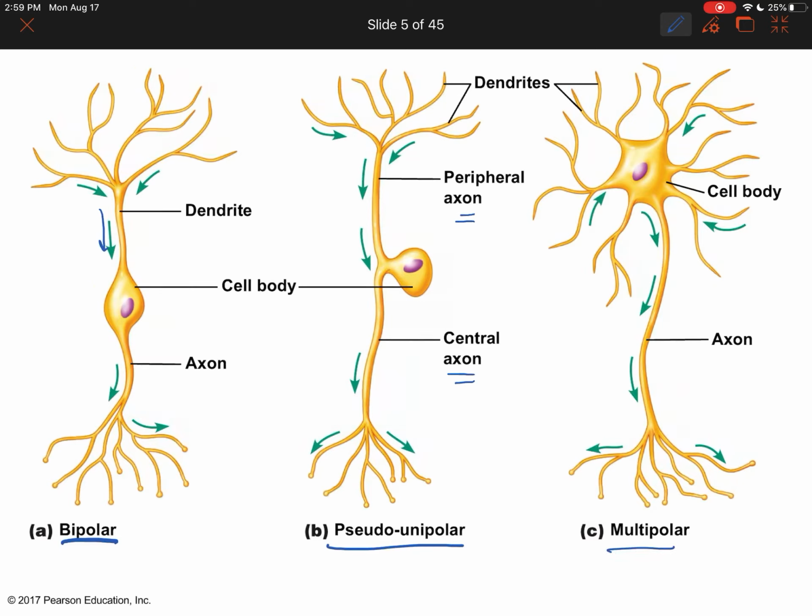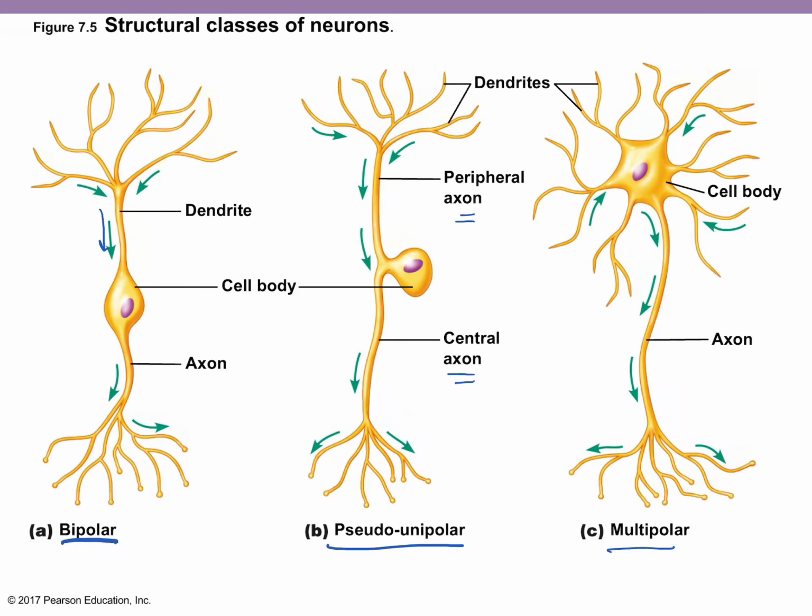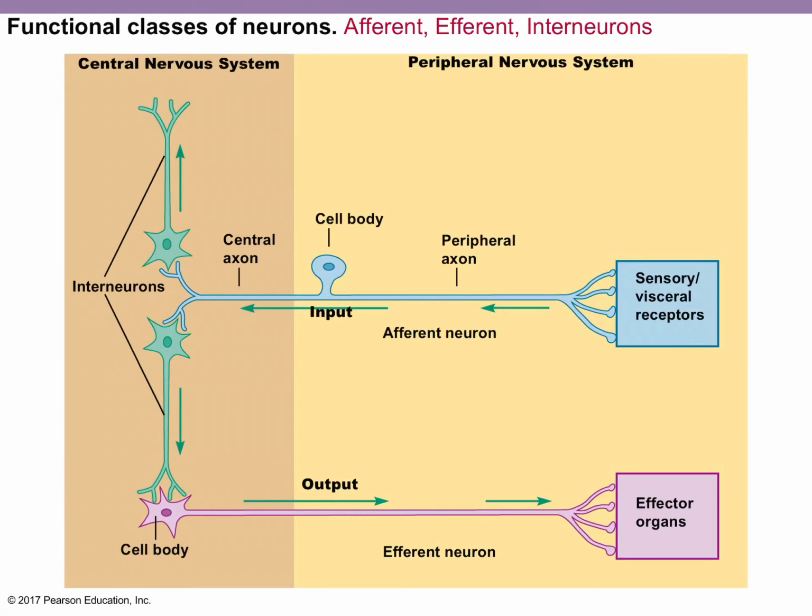And our multipolar neuron is going to be highly branched in the dendrites on the soma, and have one very long axon leading away from it. Those are just the structural classifications of your neurons. Neurons functionally have different functions to them. So this should also be a review, right?